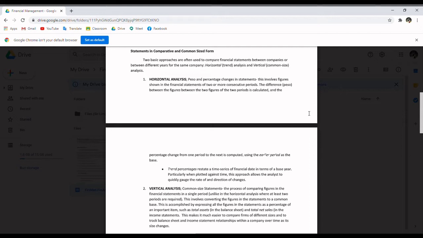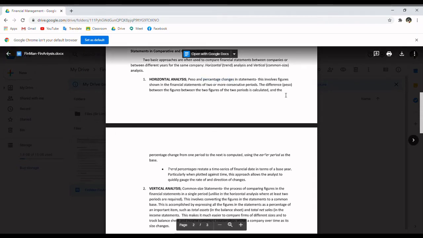So from what we did, the difference of the sales is the peso change. And when we divided it, we get the percentage change. So from the horizontal analysis, we have the peso and the percentage change in the statements.